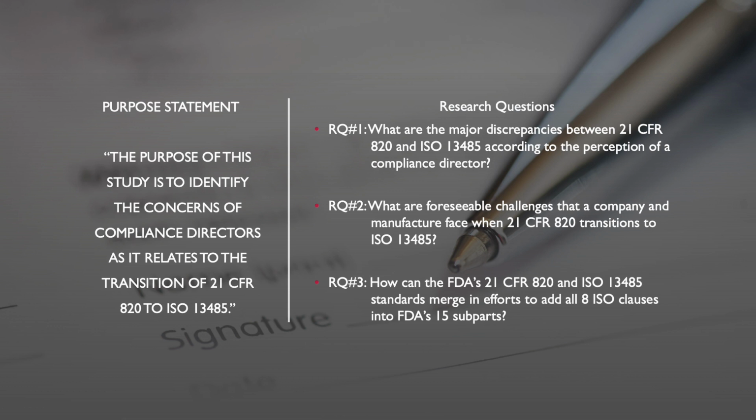My research questions are: What are the major discrepancies between 21 CFR 820 and ISO 13485 according to the perception of a compliance director? What are foreseeable challenges that a company and/or manufacturer can face when 21 CFR 820 transitions to ISO 13485? And last but not least, how can the FDA's 21 CFR 820 and ISO 13485 standards merge in efforts to add all 8 ISO clauses into the FDA's 15 subparts?